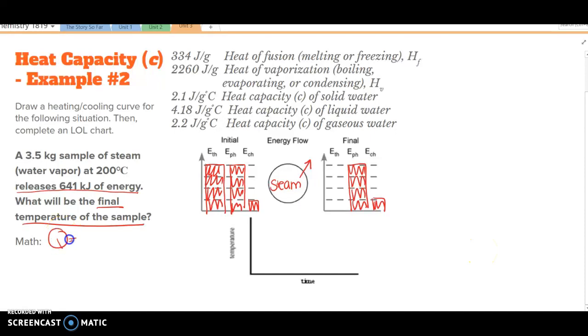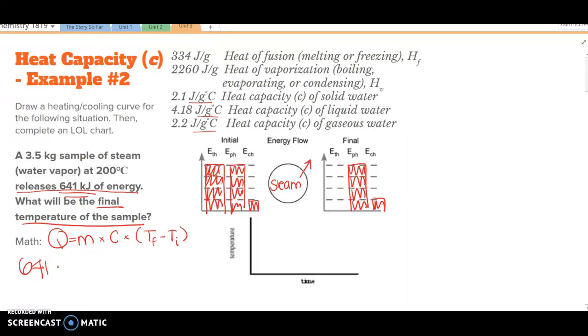So if we've got a change in temperature, we're definitely using Q equals m times c times delta T. And we know delta T is the same as T final minus T initial. I know how much heat is being released, 641 kilojoules. And I know that all of these heat capacities are in units of joules per gram degree Celsius. So I actually need to convert those kilojoules into joules before I can move on.